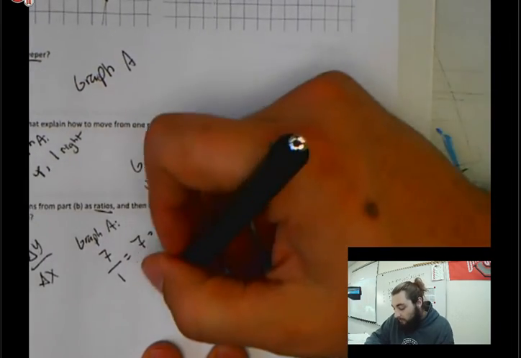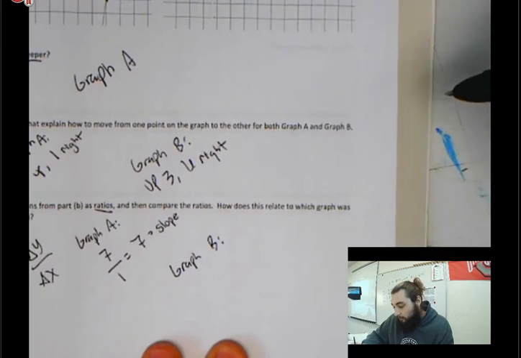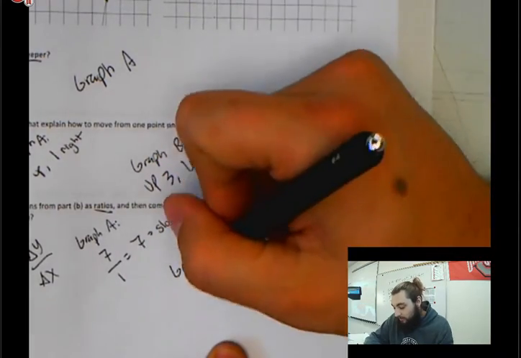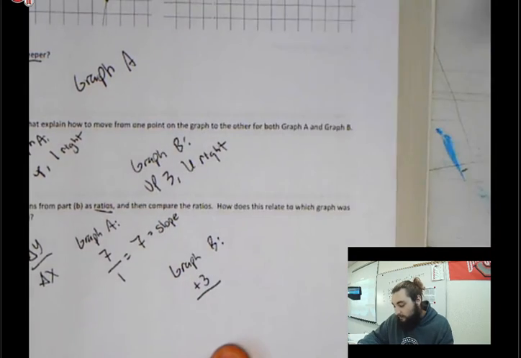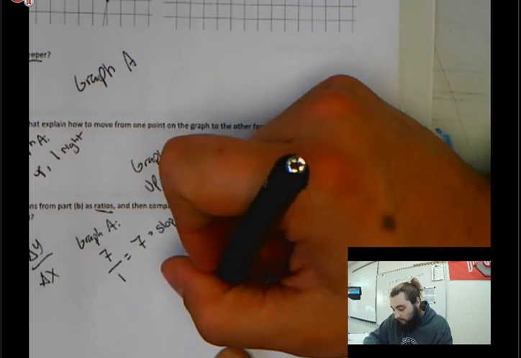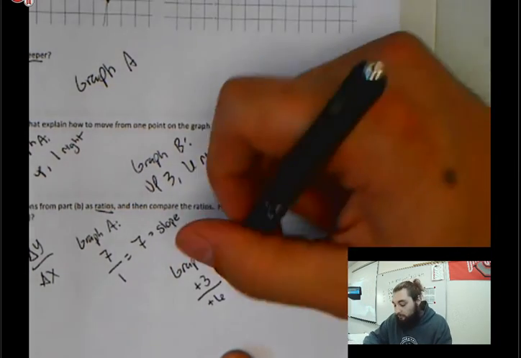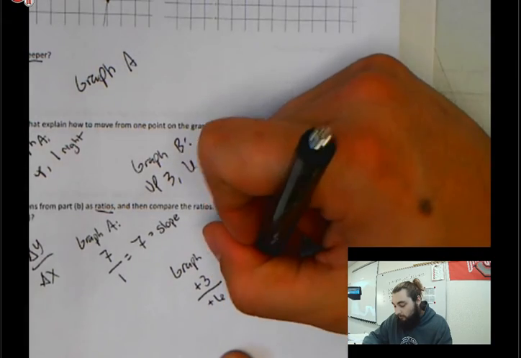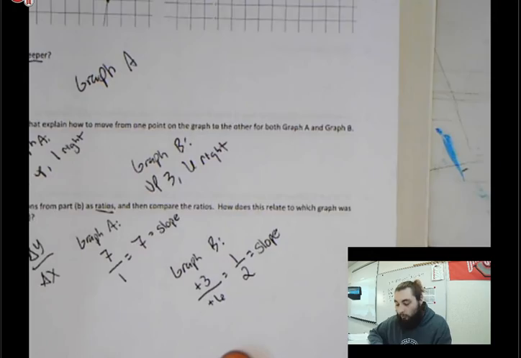Graph B, same deal. Okay, so for graph B, we have the change in y, the change in elevation, is a plus 3, and that's going to be divided by our change in run, which is a plus 6. So 3 over 6. This is one of those opportunities that we have to reduce this down. We're going to reduce that down to 1/2, and so our slope is a value of 1/2.